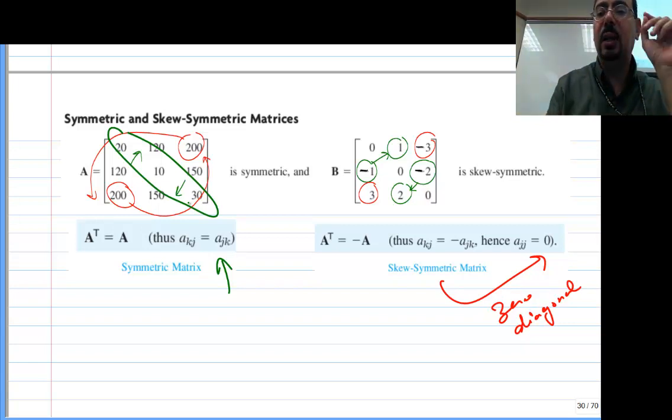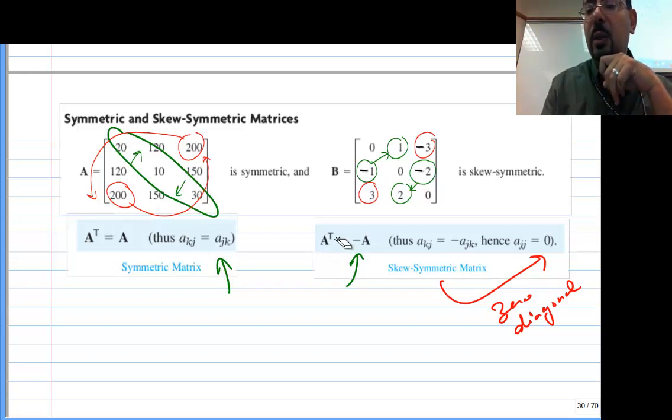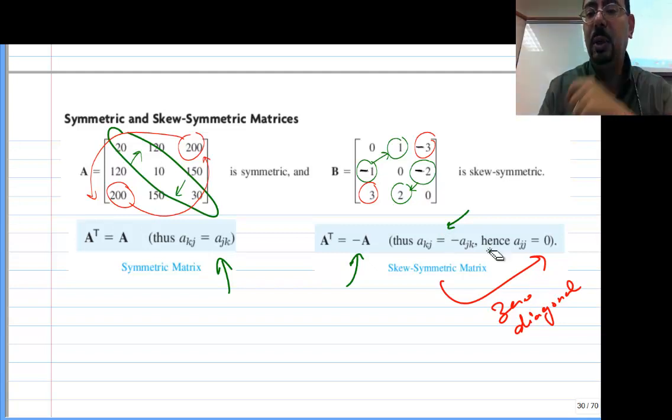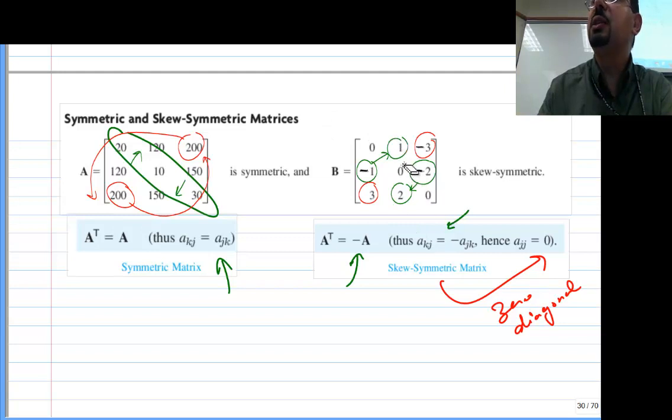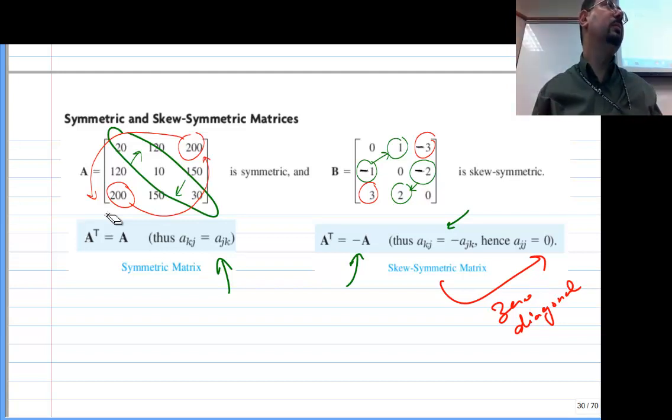Now, a variation of it, not purely symmetric, is called skew symmetric. That is when Akj is minus Ajk. Meaning that when you look across the diagonal, you see the same element with a flipped sign: 1 and minus 1, minus 3 and 3, minus 2 and 2. Right? So for a symmetric matrix, when you do the transpose, when you change Aij to Aji, what will happen? Nothing. You will get exactly the same thing. Right?